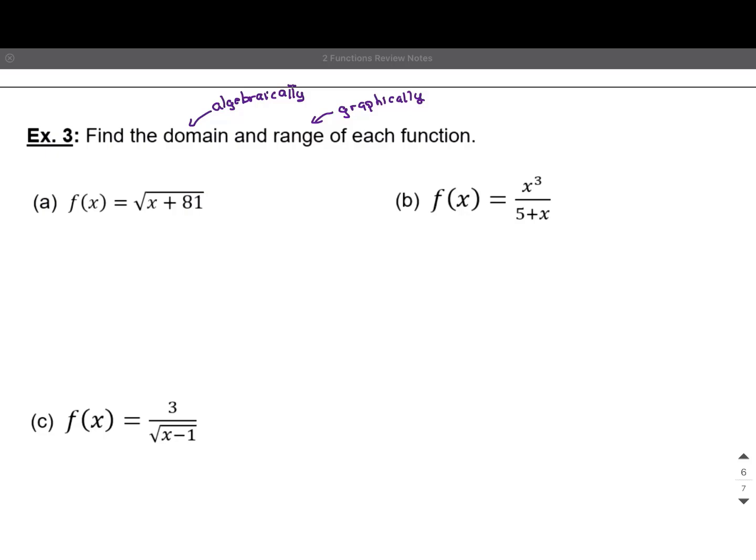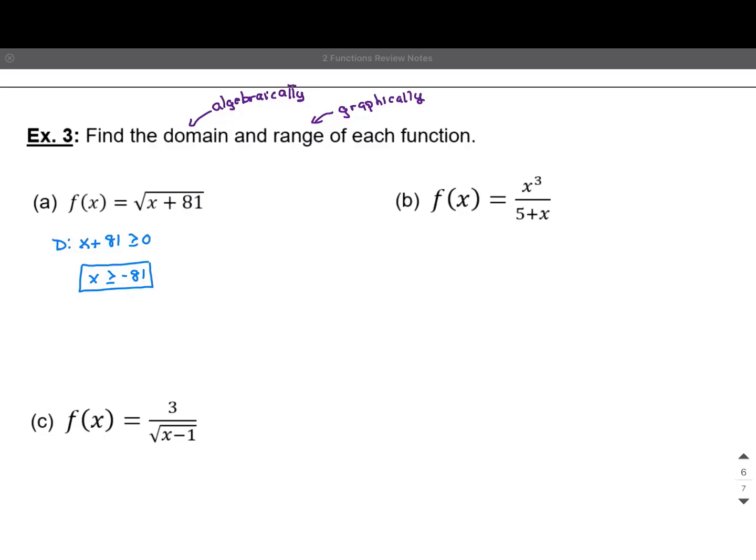So let's look at the first example. F of x is the square root of x plus 81. So we have a radical. We know that when we have this domain, we take whatever's under the radical and we set it greater than or equal to 0. Then we solve for x. So we subtract the 81 from both sides and we have x is greater than or equal to negative 81. We now have our domain.